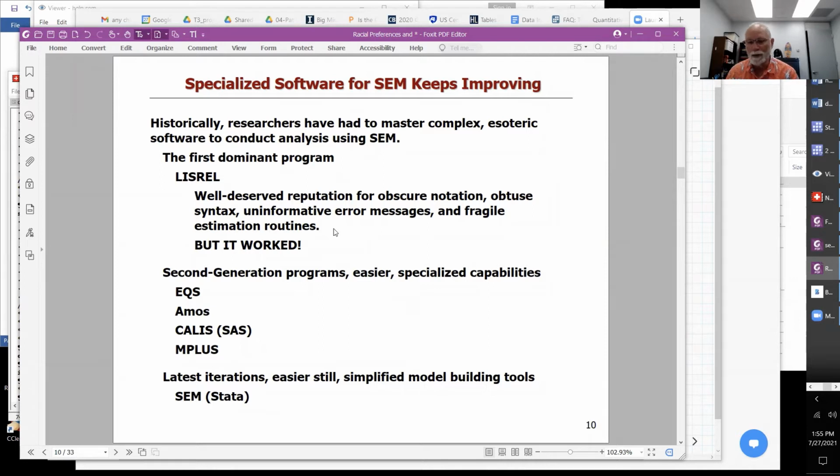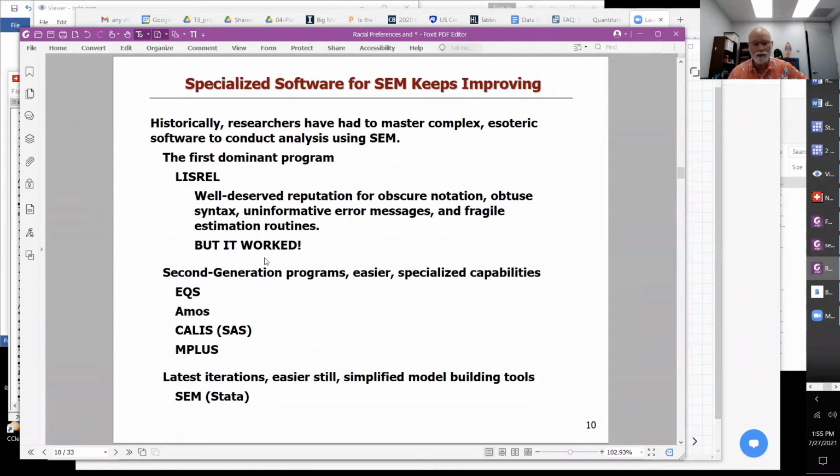You would try to run a model and it would fail, and it would give you some error message that was completely unhelpful. And even when you did everything the right way, the estimation routines were fragile and it might not work. But in the end, it did sometimes work. And from the perspective of doing everything by hand, this was much nicer. And so LISREL was great.